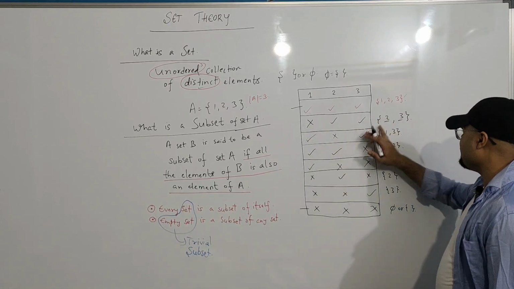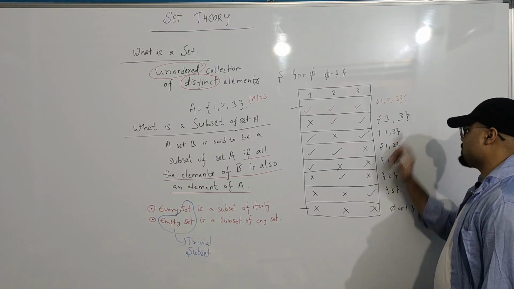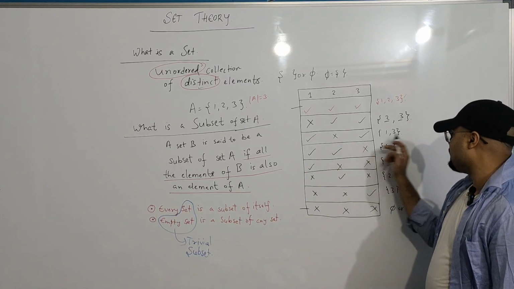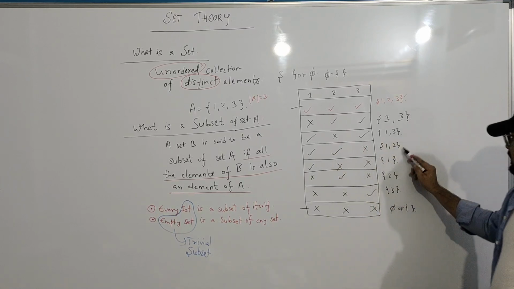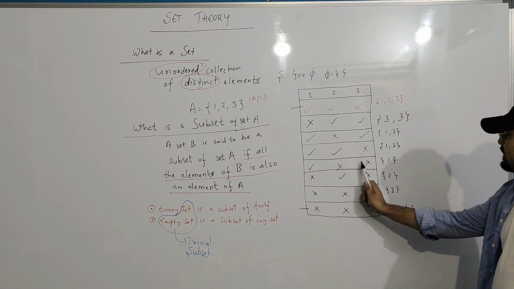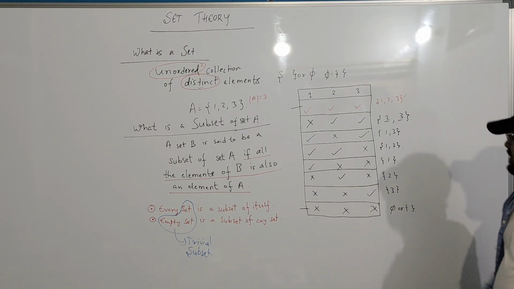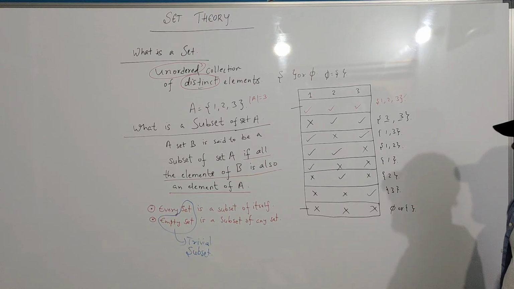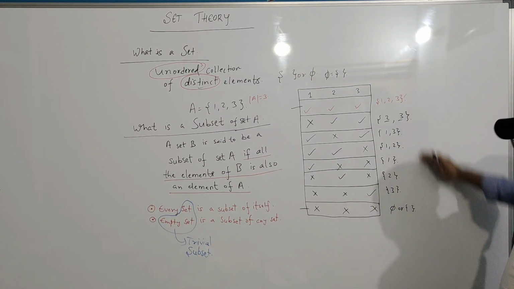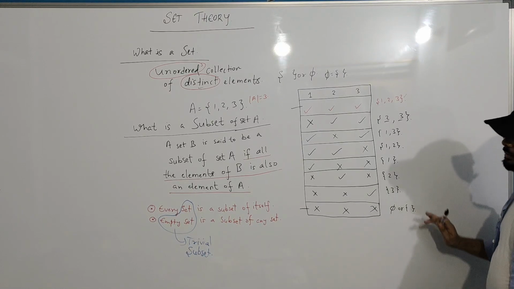Like for this example, one is not a part of this subset, two is not in this subset, three is not in this subset, two and three is not present in this subset, one and three is not present in this subset, one and two is not present in this subset. None of the elements is present in this subset. So all of these subsets are proper subsets.